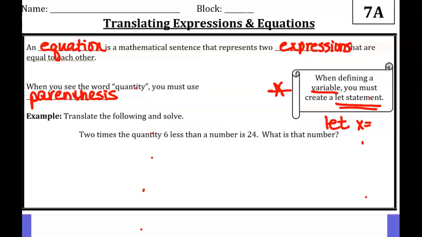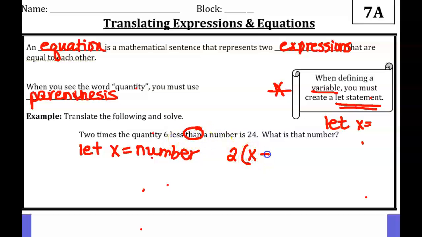What is that number? We're going to start with the let statement because we're going to define x to be the number that we're looking for. So let x be the number. If we wrote 2 times the quantity, that would be in parentheses, of 6 less than. Now remember, the word than means the 6 comes after, so x minus 6. And then an is would be an equal to 24. So we just wrote an equation, which is really the mathematical sentence that represents this expression equaling this expression.